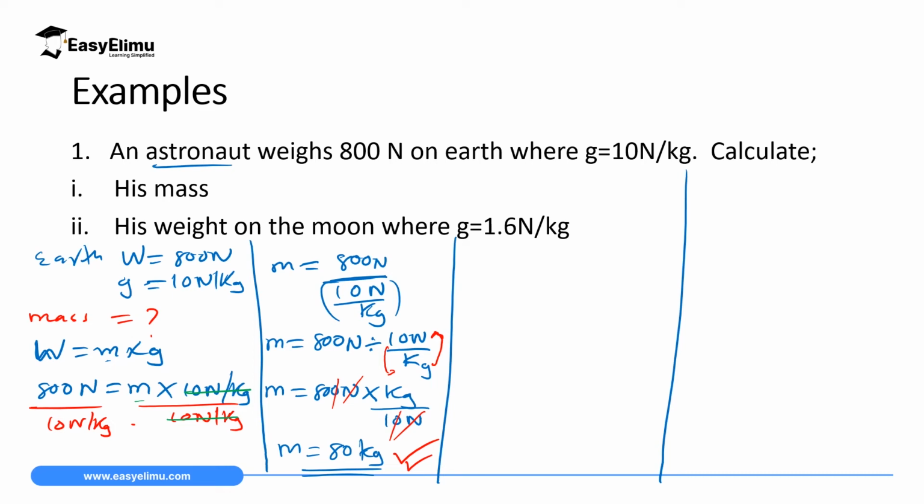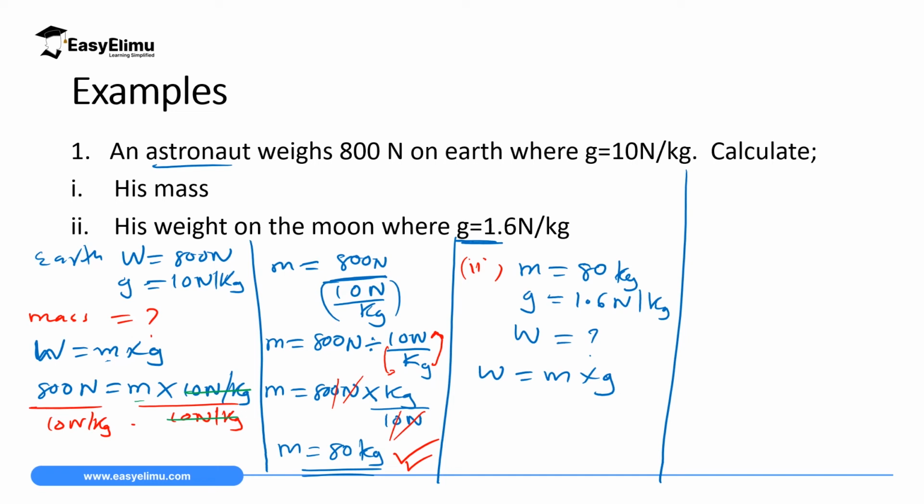And then the second question: they want us to find the weight on the moon, where the gravitational field strength is 1.6 newtons per kg. Mass of a body is the quantity of matter in a body, and mass does not change. So the same astronaut who moved to the moon is still 80 kg. The gravitational field strength of the moon we have been given as 1.6 newtons per kg. Now they want us to calculate the weight on the moon. The relationship between mass and weight is: weight is equal to mass times gravitational field strength.